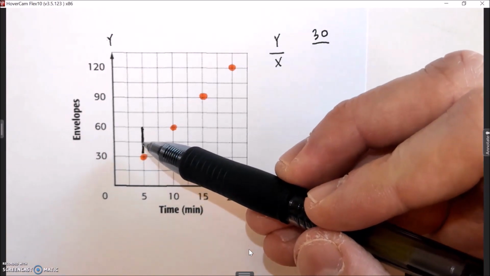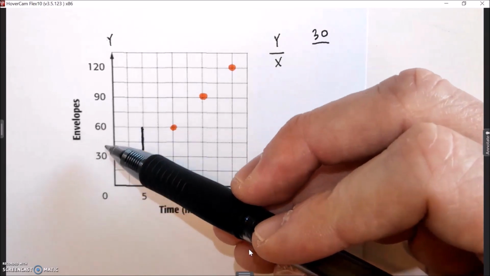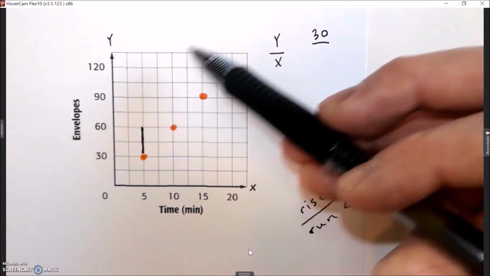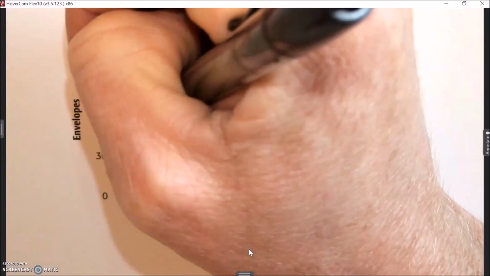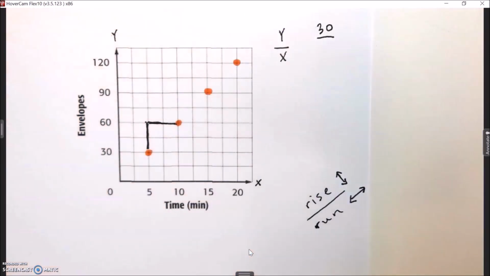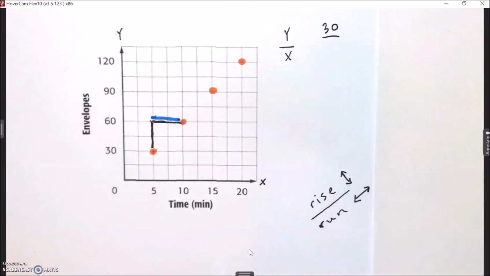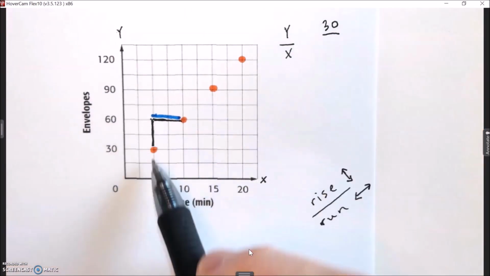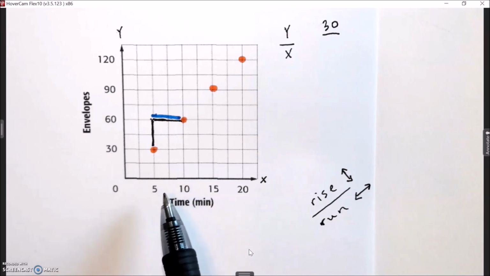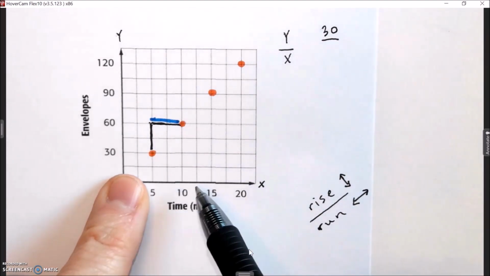Again, yes, I only went up 2 squares, but I don't care about the squares. I care about the values that are listed over here on the side. So I went from 30 to 60. So I increased by 30. That's my change in y. Now my change in x is going to be from this point to this point. And let me put it in different colors so you can see. I actually don't know how well this blue is going to show up. Okay. So I went from 5 all the way over to 10. So when I change from 5 to 10, what's the difference between 10 and 5? It's only 5. So my change is only plus 5.